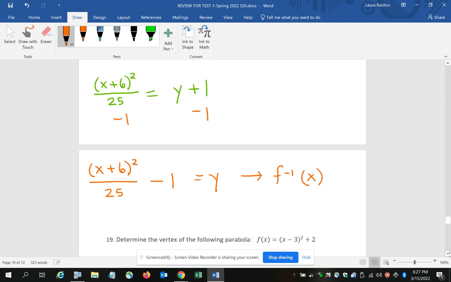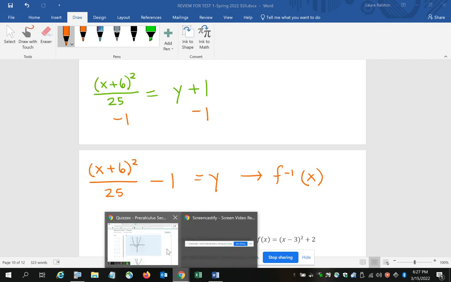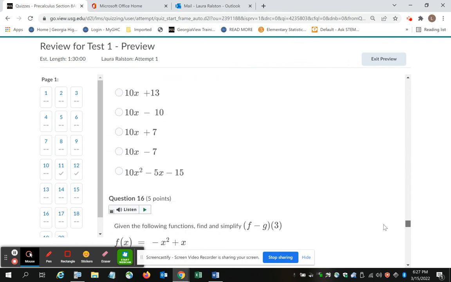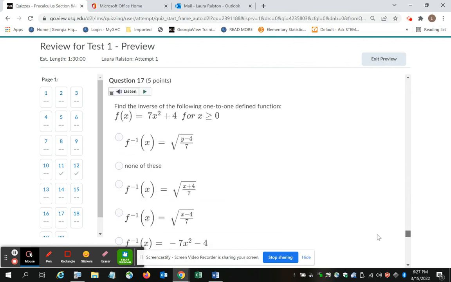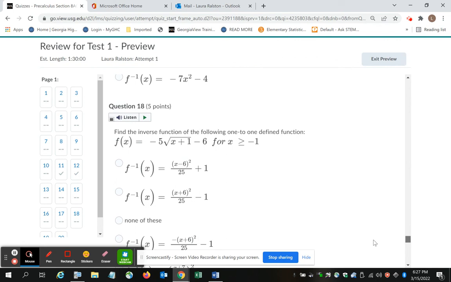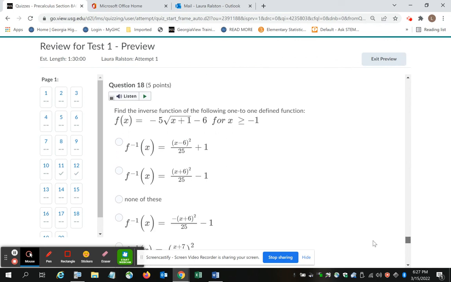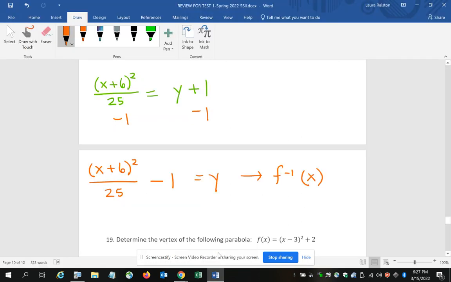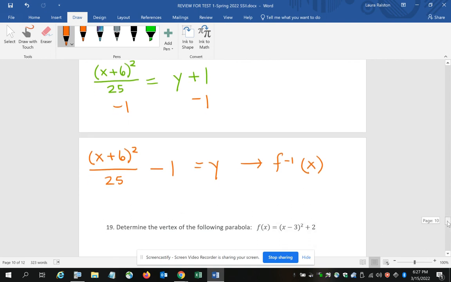Now there's a variety of ways that you could write that particular expression. So let's go over to Go View, and that was question 18. So I'm going to scroll down to question 18 and see how they have it written. Okay, so they have it kind of written like I had it. So we have (x plus 6) squared over 25 minus 1, which is what we're looking for. Okay, so they leave it in this format, which is kind of nice for you.